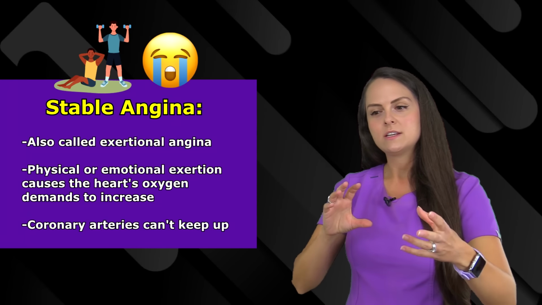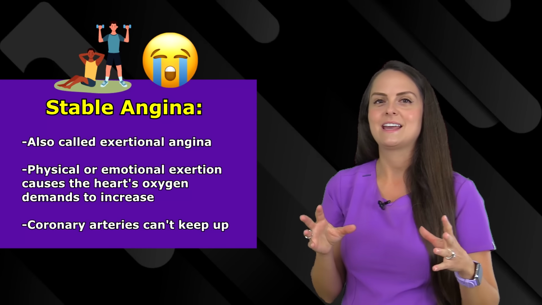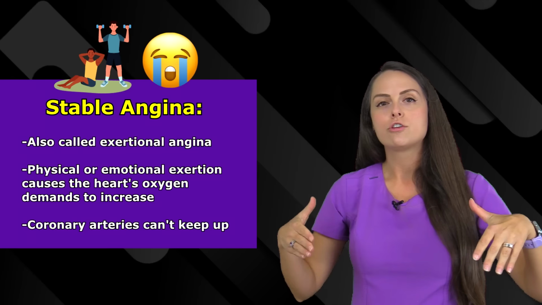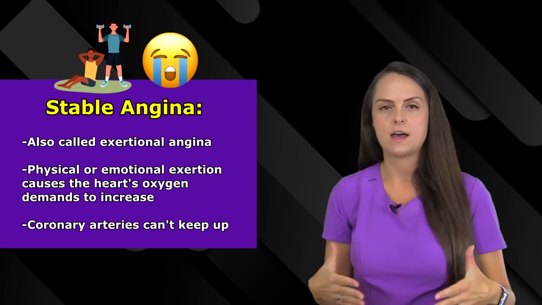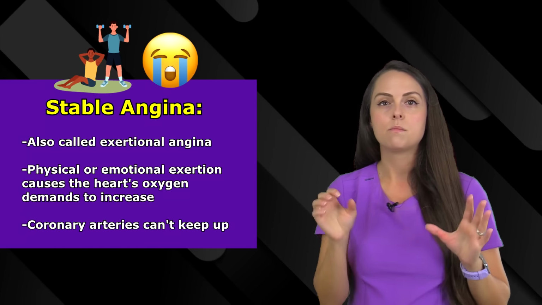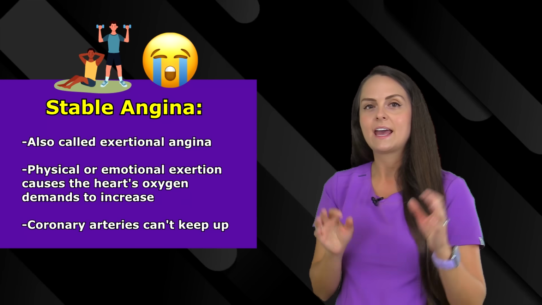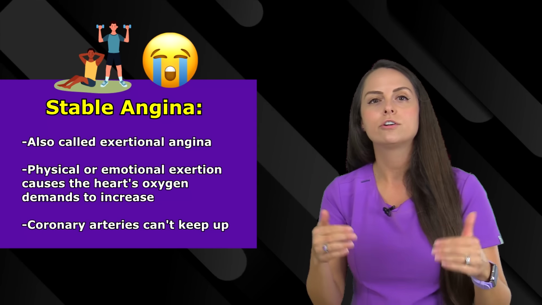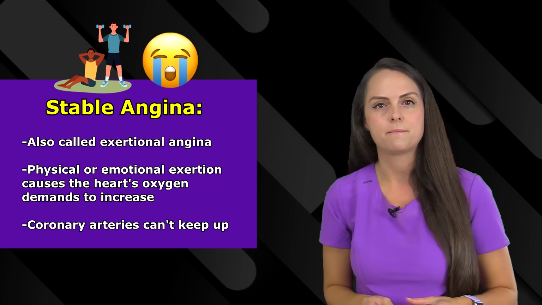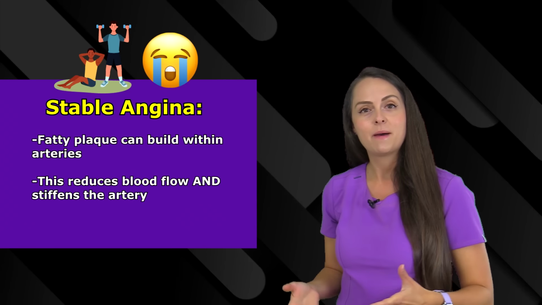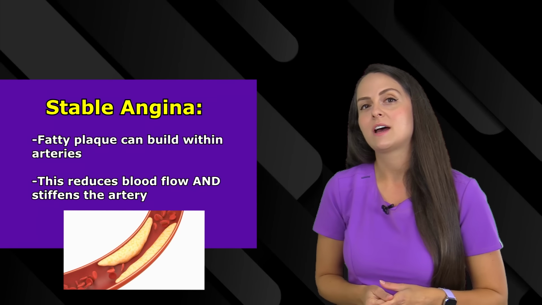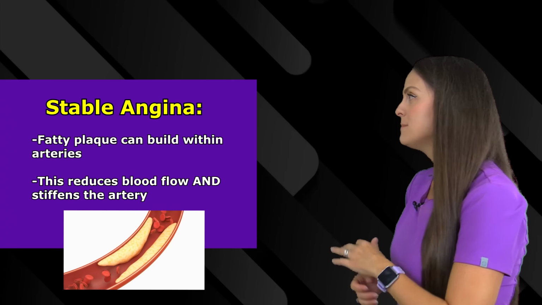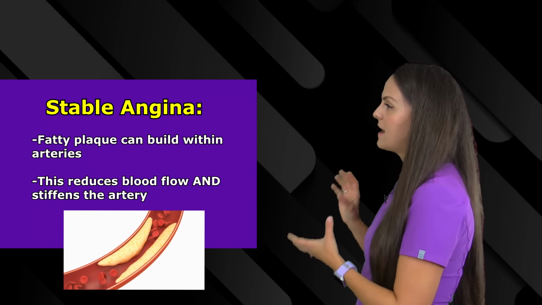So whenever a patient is in an exertion type state, either physically or emotionally, their heart is requiring more oxygen-rich blood. So that myocardium demands more oxygen. However, in cases of stable angina, those arteries cannot keep up with that demand. Now, why can't those arteries keep up with that demand? Well, in most cases of stable angina, it's due to a fatty plaque that has grown within that artery.